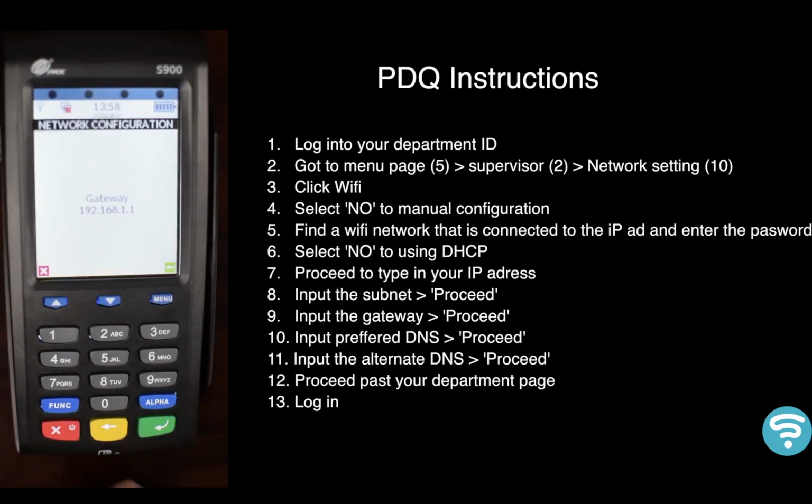The gateway should also have been pulled off the Fing app. That is 192.168.1.1. Click the green button to proceed. The preferred DNS is exactly the same as the gateway, which also should have been pulled off the Fing app. That is 192.168.1.1. It will then ask you for your alternative DNS. That is 8.8.8.8, then click the green button to proceed again. This will then start validating your connection, and if successful, it will then restart the PDQ machine.